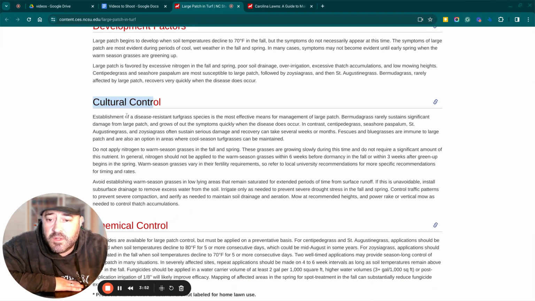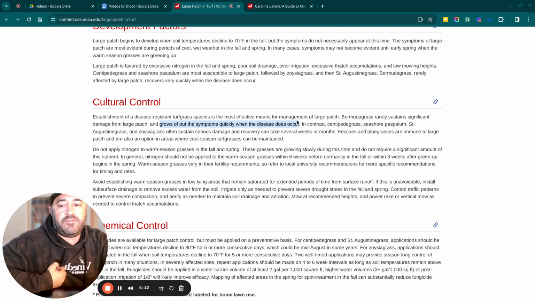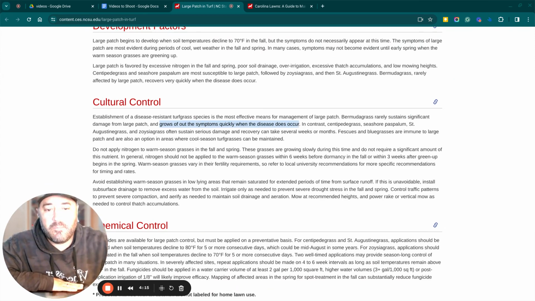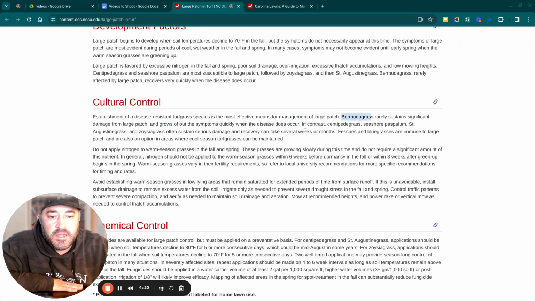Cultural control. All right, so here's how you control large patch. Establishment of disease-resistant turfgrass species is the most effective means of management for large patch. Bermuda grass rarely sustains significant damage from large patch and grows out of the symptoms quickly when the disease does occur. So if you've got full sun, if you've got an area where Bermuda is going to thrive, that's the grass you need. Forget zoysia, forget centipede, forget St. Augustine. If you have the conditions for Bermuda, that's what you need.